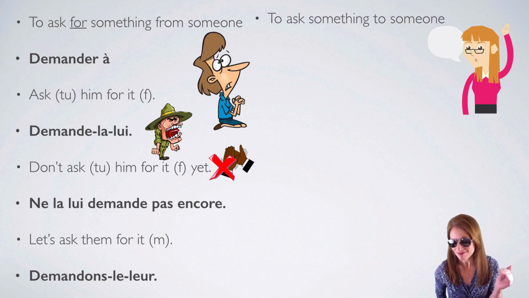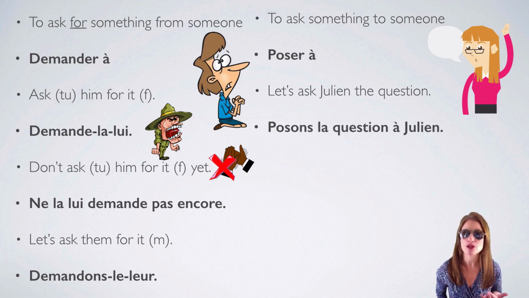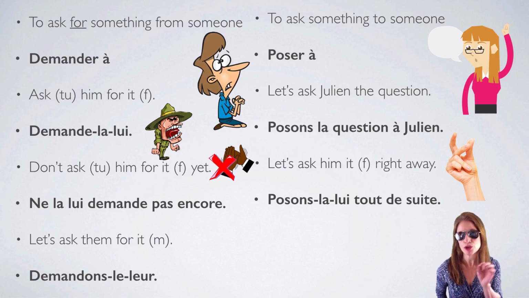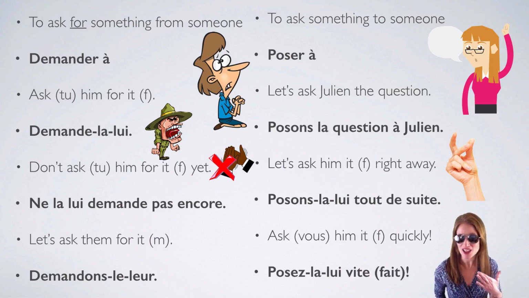But to ask something to someone, like a question, for example, is poser à. Let's ask Julien the question. Posons la question à Julien. Let's ask him it right away. Your it is feminine. Posons-la lui tout de suite. Using vous and your it is feminine. Ask him it quickly. Posez-la lui vite. And often the French add on fait for quickly. Posez-la lui vite fait. Quickly done. Make it snappy.